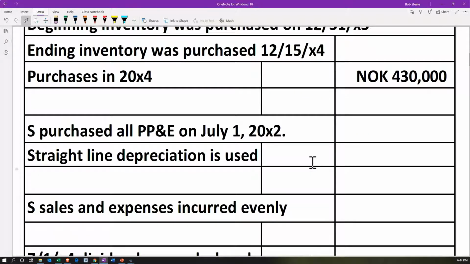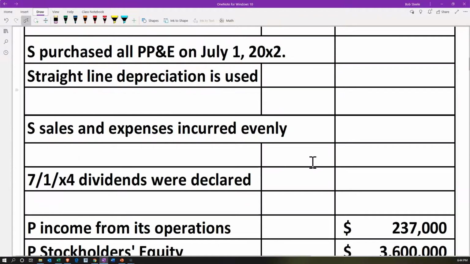And then S purchased all property, plant, and equipment on July 1st, 20X2. So notice that's before the time period that the parent company purchased the subsidiary, which happened January 1st, 20X4. So the property, plant, and equipment, in other words, was purchased before the date that the parent company purchased the subsidiary. Straight line depreciation is what's going to be used.